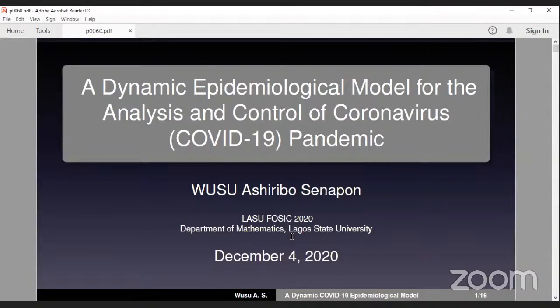But my first question, which will be very direct, is: did you consider the reproductive number of COVID-19 in the formulation of the model? Did you consider the reproductive number? Because the reproductive number in Europe and America seems to be slightly different from what we are having in our community here. That is why we can quickly say that Nigeria and some other sub-Saharan African states are enjoying the so-called herd immunity.